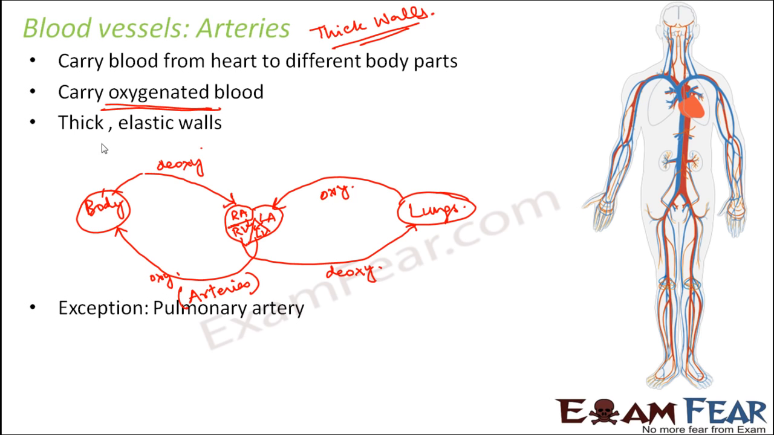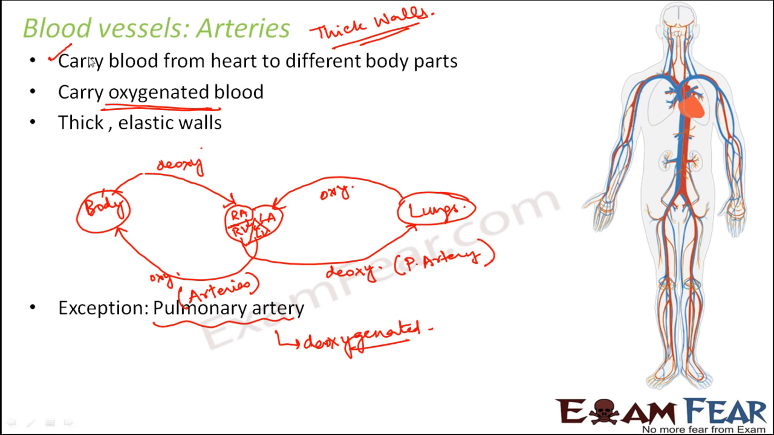One exception to this is the pulmonary artery. The pulmonary artery is the only artery that carries deoxygenated blood. All other arteries carry oxygenated blood. So where do we have the pulmonary artery? This deoxygenated blood is carried by the pulmonary artery from the ventricle to the lungs. That is the only exception.